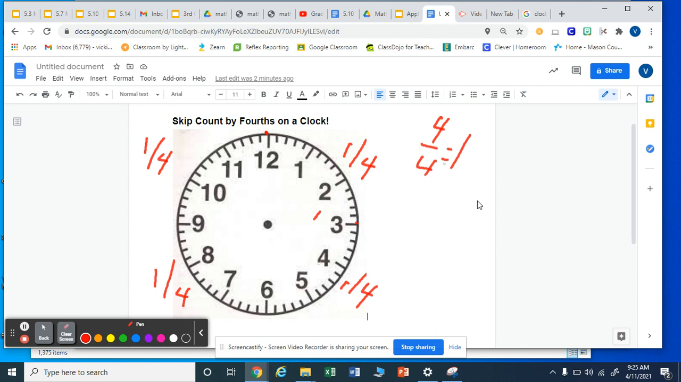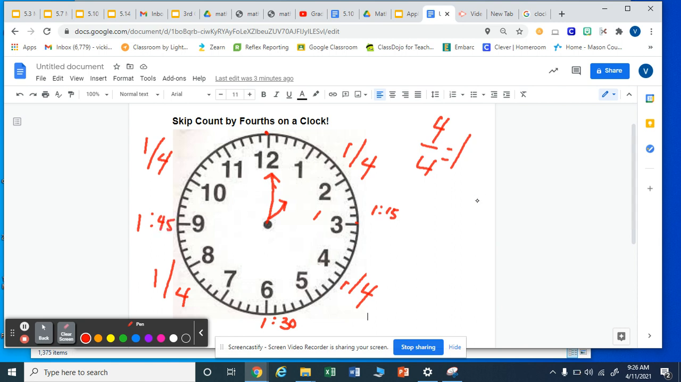So let's skip count on our clock starting with 1 o'clock. So if I have 1 o'clock, here's my short hour hand, and remember straight up is the o'clock time. So we could start at 1 o'clock, and then let's skip count by fourths. 1:15, 1:30, right? See what I'm doing? 1:45, 2 o'clock. And we can keep going.